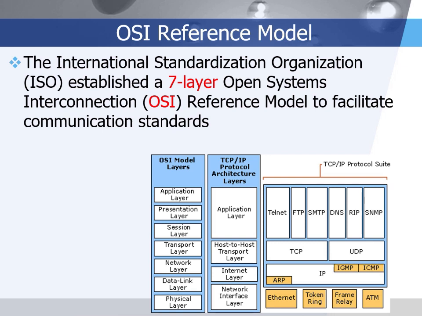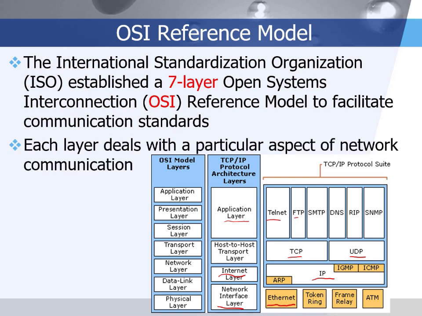Like in the network interface layer, we have Ethernet, which is the widely used computer network. And in the internet layer, we have the IP protocol, which is also widely used. And in the transport layer, we have TCP and UDP. And in the application layer, we have Telnet, FTP, SMTP, SNMP, etc. So each layer deals with a particular aspect of the network communication.